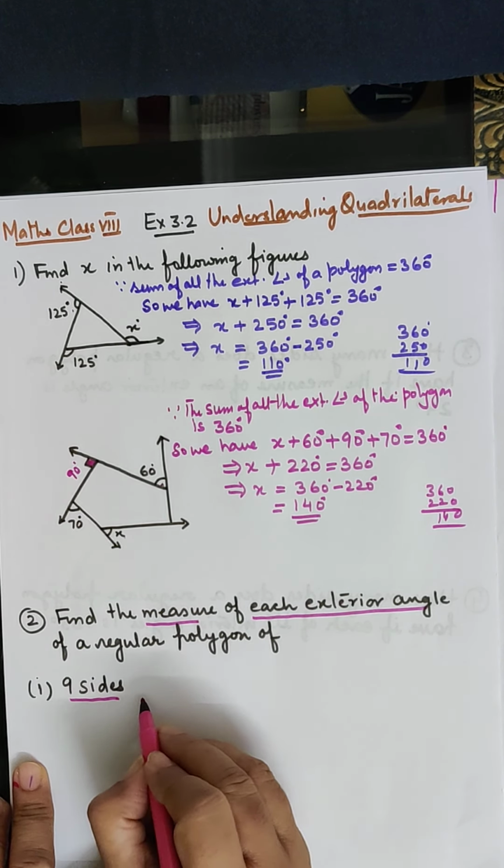So this is 40 degrees. So measure of each exterior angle of this regular polygon having 9 sides is 40 degrees. Is this clear?